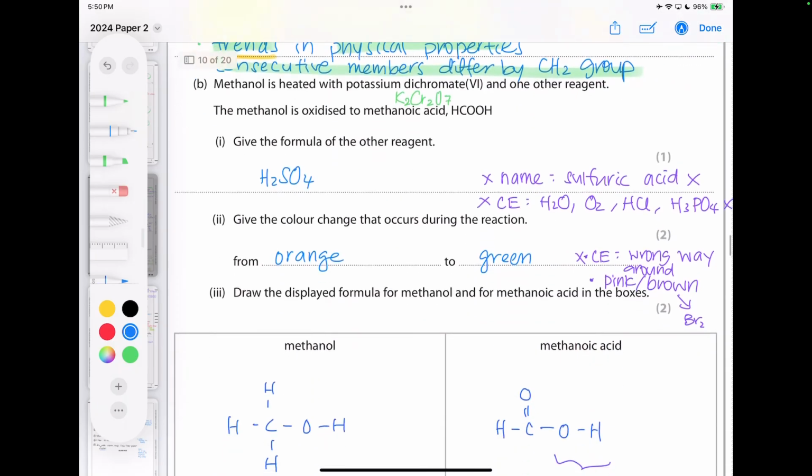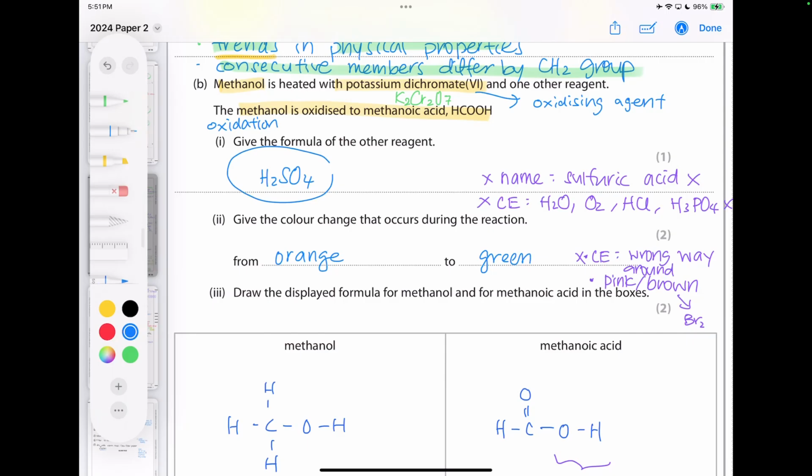All right, then we look into methanol. So now we have our alcohol heated with potassium dichromate. This is essentially our oxidizing agent, and they say the other agent. Then they say ethanol is oxidized to methanoic acid. So essentially, this process is oxidation, and oxidation requires a catalyst. This catalyst is our sulfuric acid.